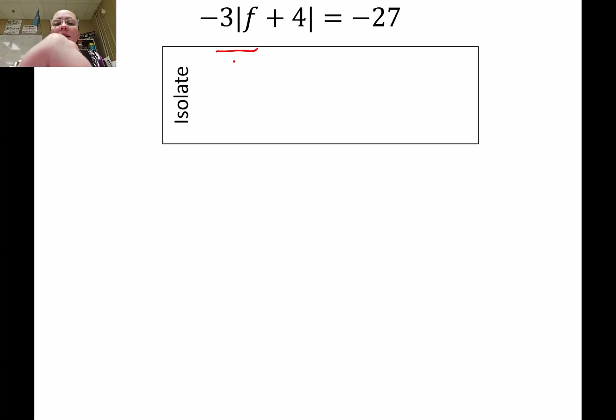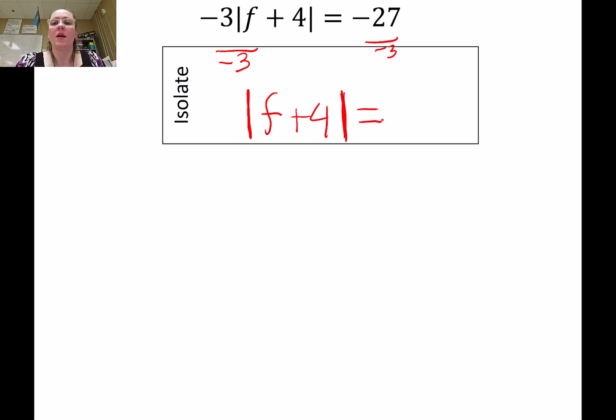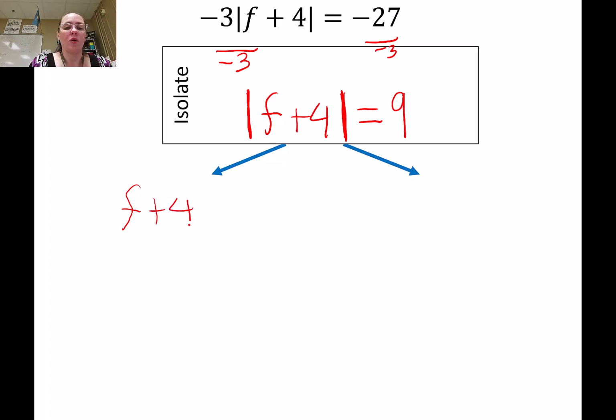So to undo it, I'm going to divide both sides of my equal sign by a negative 3, leaving me with the absolute value of f plus 4 equal to, well, negative 27 divided by a negative 3 gives me 9. So now that I have the absolute value by itself, I can set up my two equations. And I get f plus 4 equals 9, and f plus 4 equals negative 9.